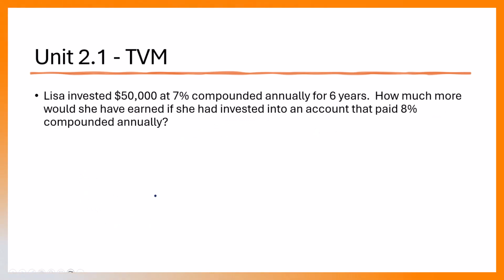Question number 8. Lisa invested $50,000 at 7% compounded annually for 6 years. How much would she have earned if she had invested into an account that paid 8% compounded annually? What we're going to do is set up our time value of money parameters, but we're going to do it twice, and I'm going to show you a calculator trick here.